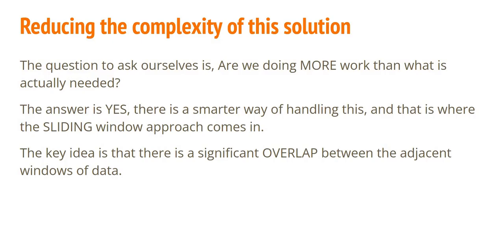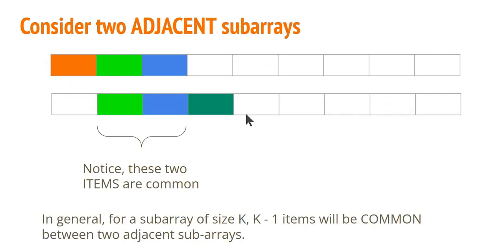The key point in a sliding window is that between two adjacent windows of data, there is in fact a significant overlap. So what does it mean? Basically, if I look at, let's say, subarray 0 and subarray 1, you notice that these two items are in fact common. We are going to use this particular insight to create our smart, efficient algorithm, and that will introduce us to this whole notion of fixed size sliding windows, which will take the complexity down from order of n square to order of n.